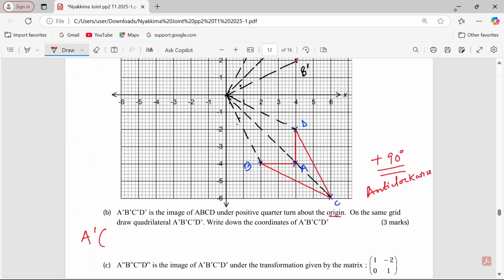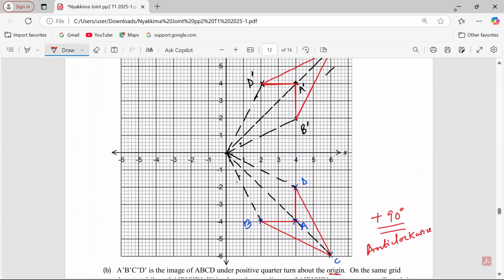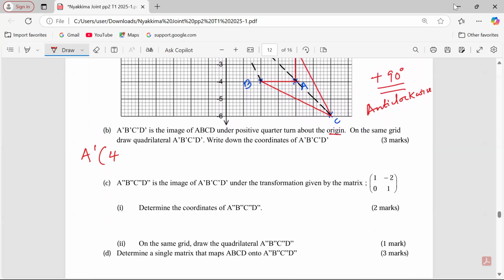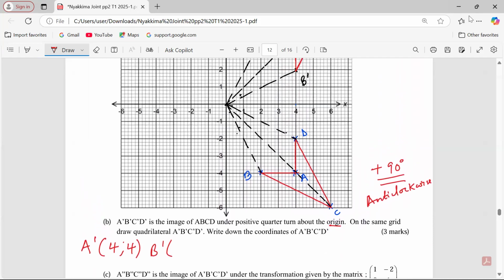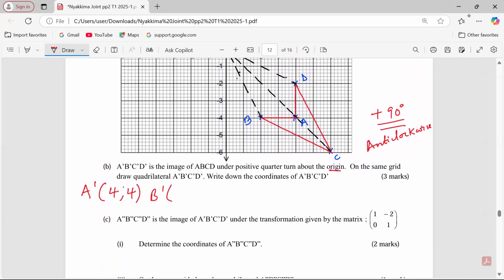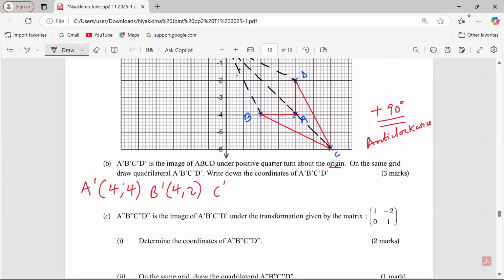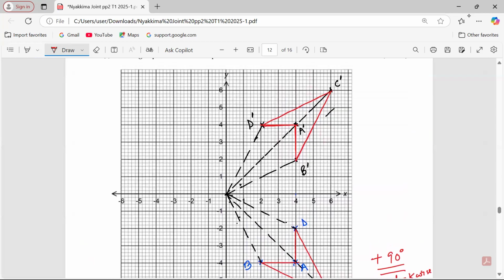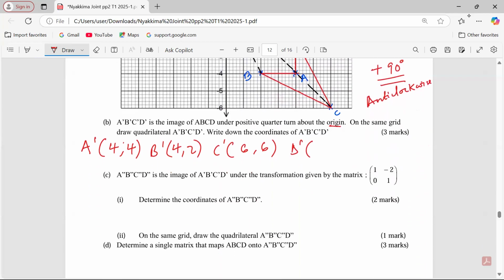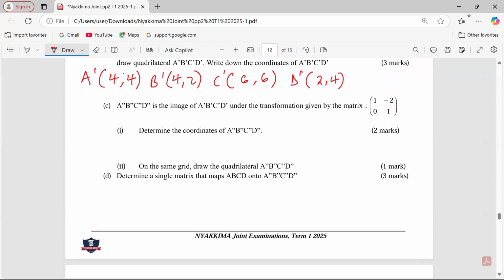So A prime is becoming 4, 4. B prime, we list the coordinate 4, 2. C prime, as can be seen there, 6, 6. Then D prime is going to be 2, 4. Good.